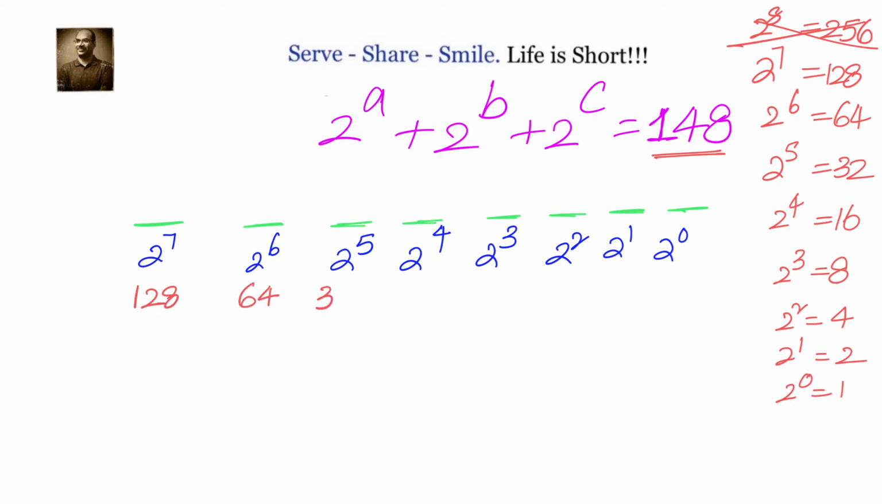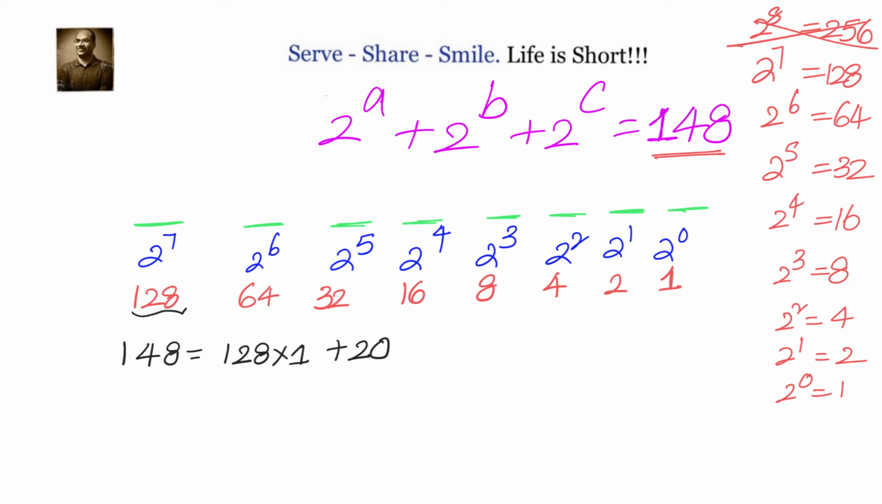Like earlier, we'll take the number 148 and start from left to right. Take first 2 power 7 and see how many times it will go. 148 is equal to 128 into 1, and the remainder is 20. So the leftmost digit will be 1. Let's circle that and place 1 there.